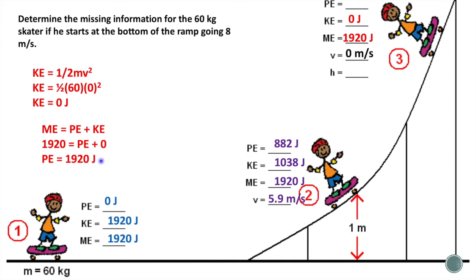All right. Now to find my height, I'm going to use my potential energy formula to solve for height, because that's the only formula we're working with right now that has height in it. So potential energy equals mass times gravity times height. So 1,920 equals 60 times 9.8 times my height. So I'm going to divide by 60 times 9.8 over to the other side, and I'm going to get a height of 3.3 meters.